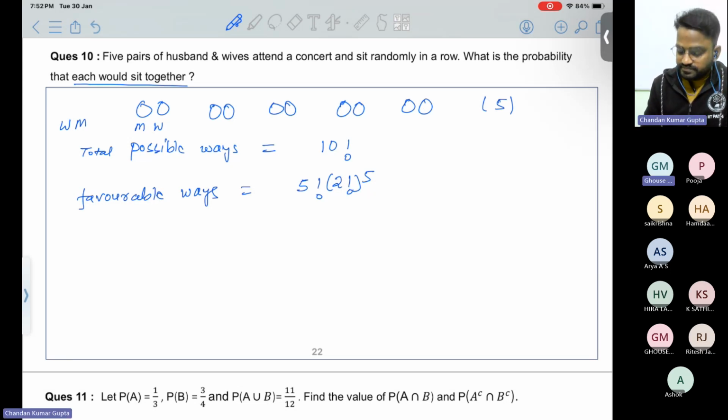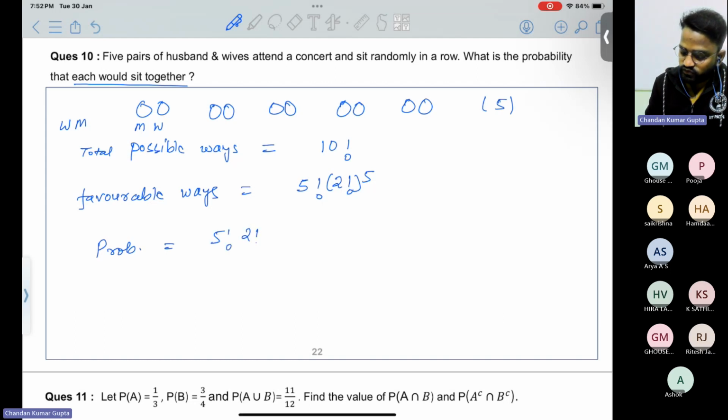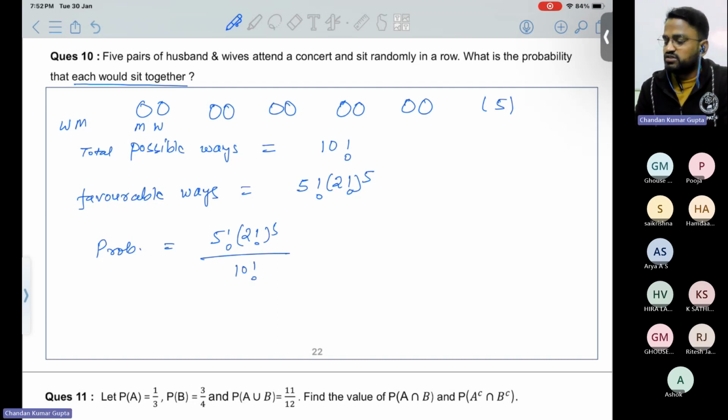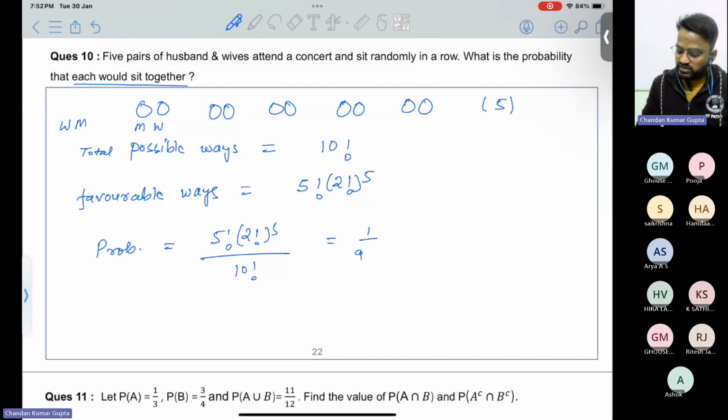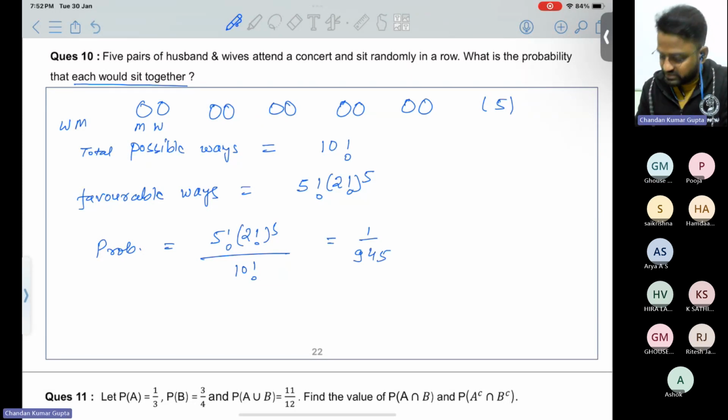Is it clear? Yes, sir. Okay, then the probability is what? Favorable case, 5 factorial times 2 factorial to the power 5, and the whole divided by 10 factorial. Okay, you may solve this. It is a very large number. It comes out to be 1 upon 945 when you solve this.